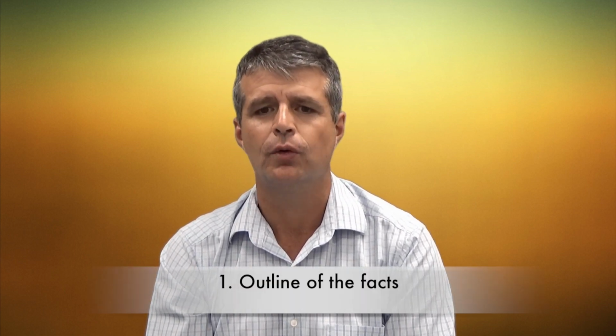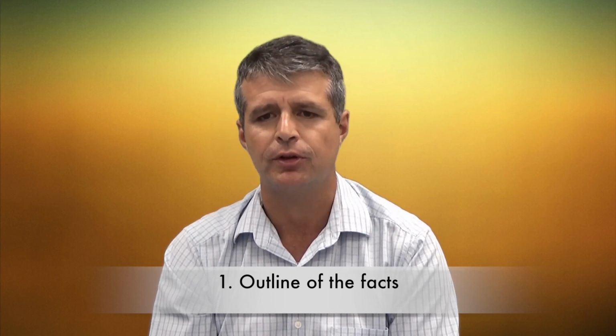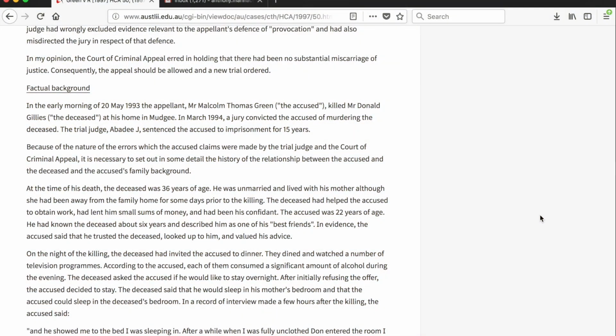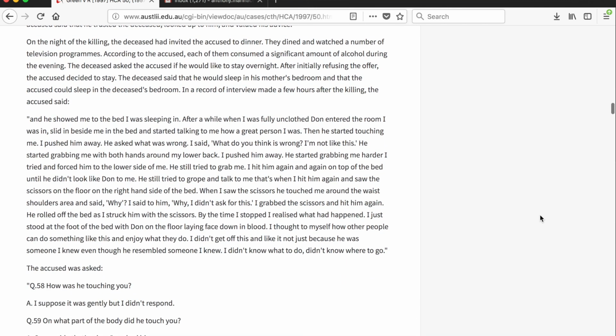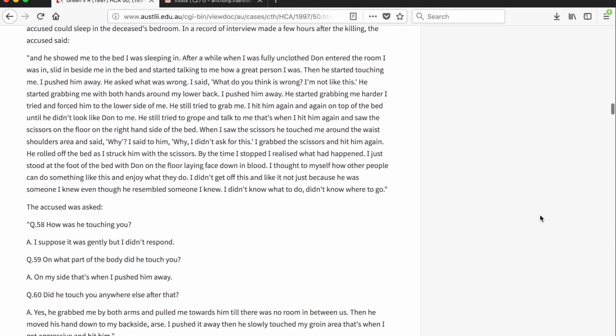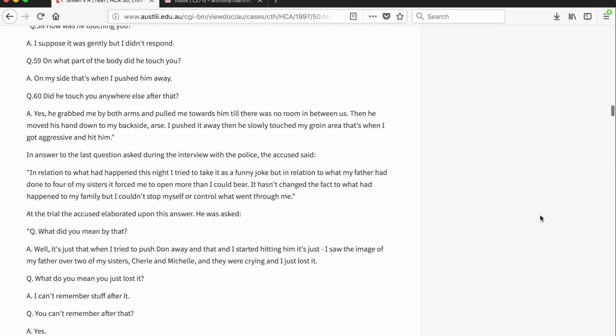The first thing to look for is their outline of the facts. This is sometimes very brief and sometimes very long indeed, depending on how complicated the facts are, and depending on whether the facts were really the source of dispute in the case. In this case, Justice McHugh summarises the general facts of the case, and then he really zeroes in on the facts and the evidence which are most important to his judgment.